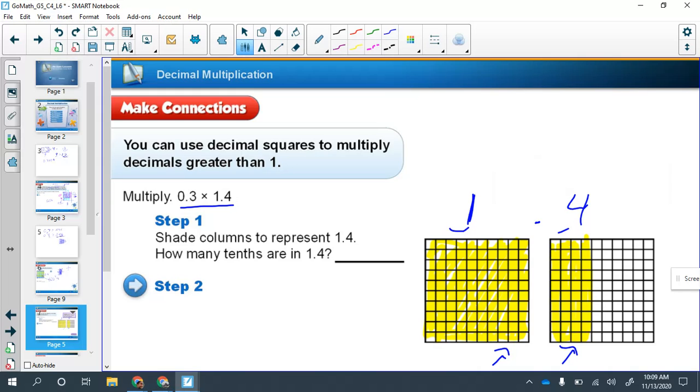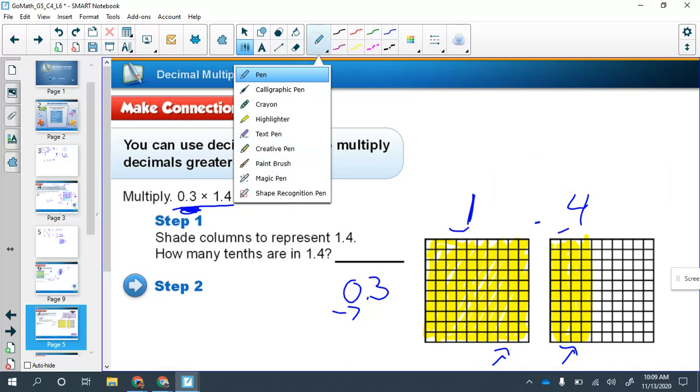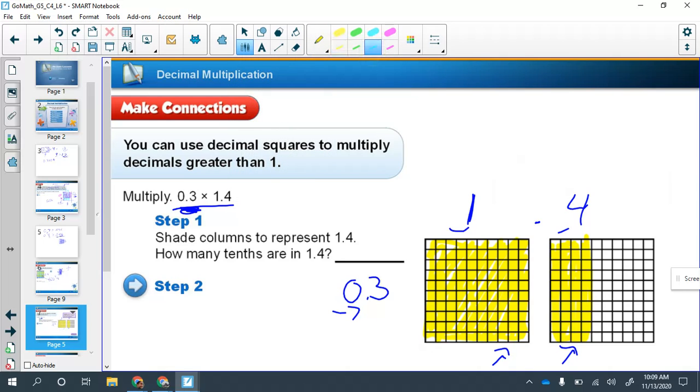Now, going across this side, I'm going to have 3 tenths, right? Because that's my other factor. So I'm going to change to a different color highlighter. And now when I draw my 3 tenths going across, I'm going to go all the way across this entire thing and shade in all of this, right? So that is 3 tenths shaded in, perpendicular to how I shaded in the 1 and 4 tenths.